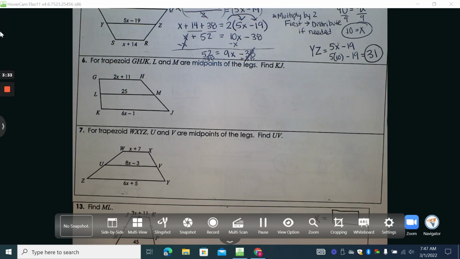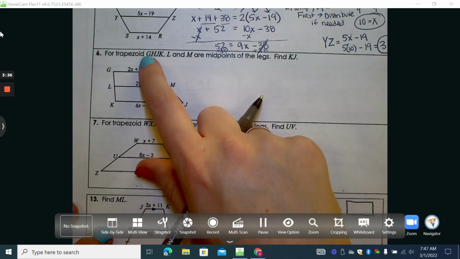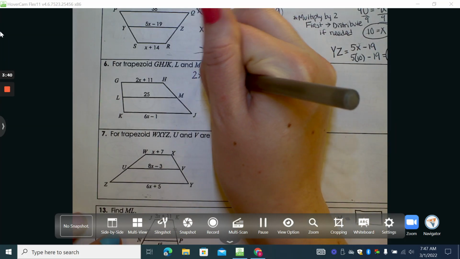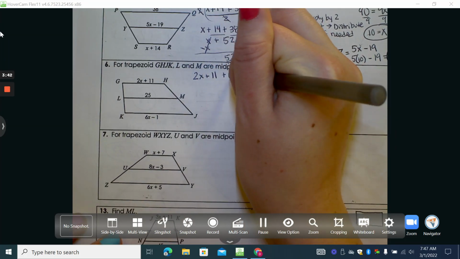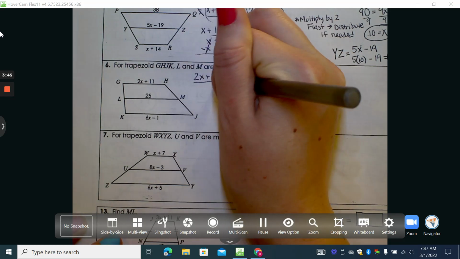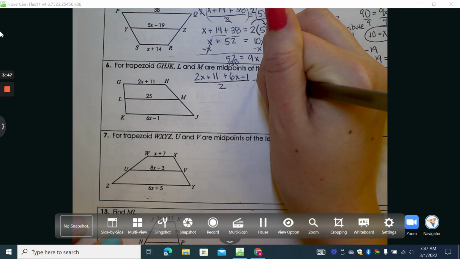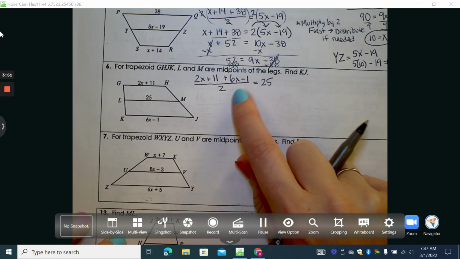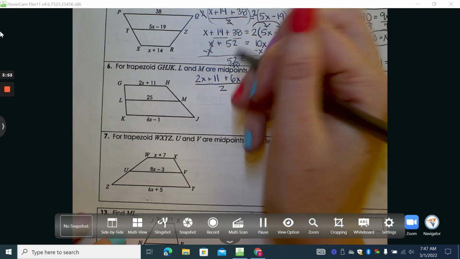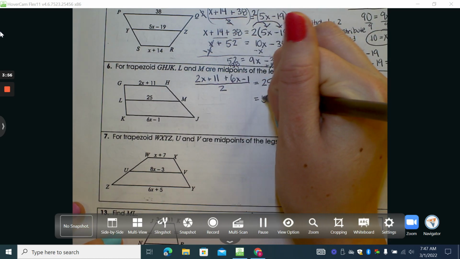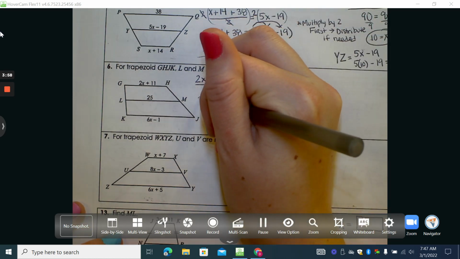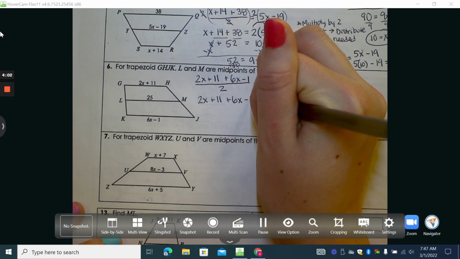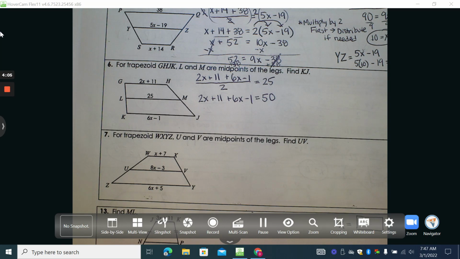We're going to do the same process on number 6. Base plus base divided by 2. So let's set that up. 2x plus 11 plus 6x minus 1 divided by 2 equals 25. My first step is to multiply by 2. I'm going to do 2 times 25, which is 50. And I keep the rest of the side the same. I just no longer have that fraction. I got rid of that 2 by multiplying by 2.